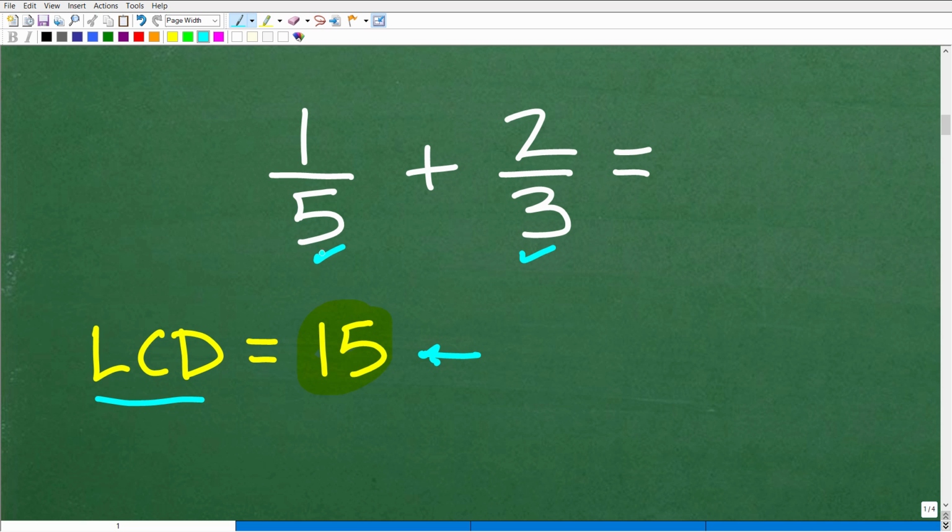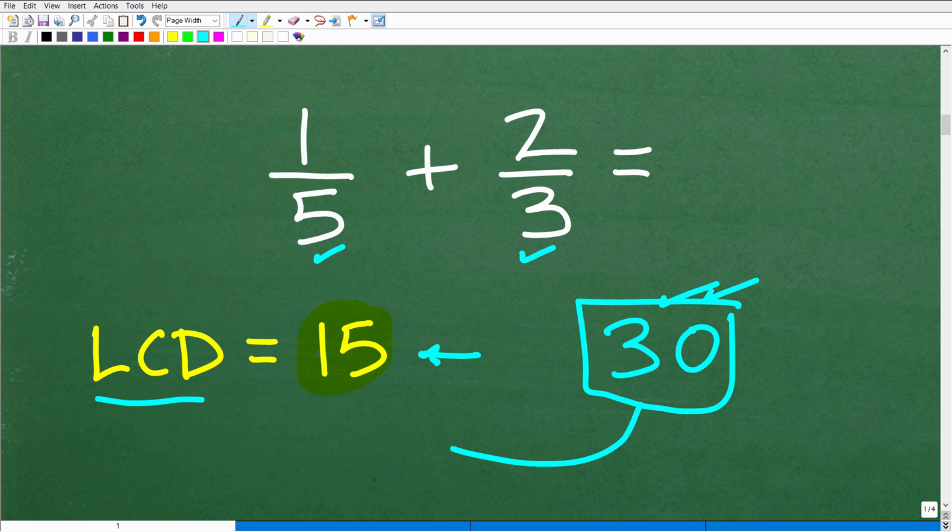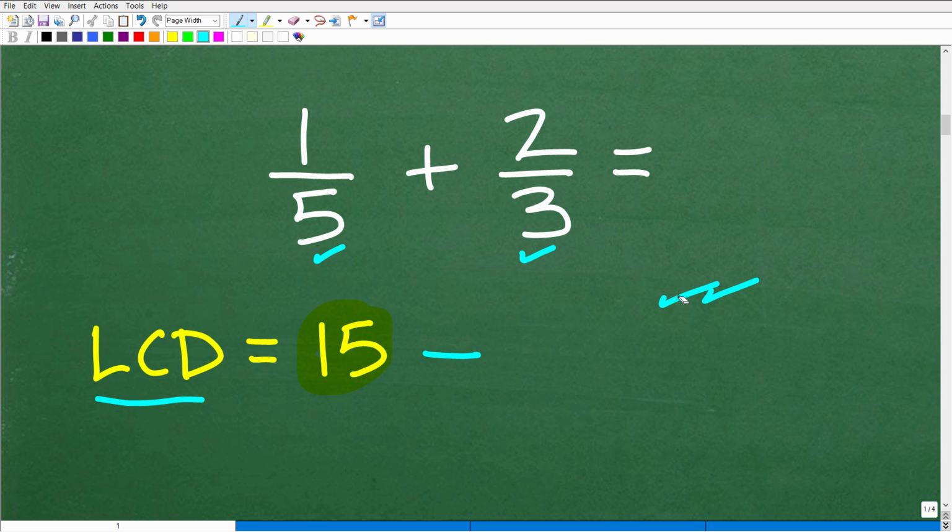Okay, so 15, 5 goes into 15 without a remainder, and 3 goes into 15 without a remainder. Now, let's take a look at another number they both go into. Well, 5 goes into 30 without a remainder, and 3 goes into 30 without a remainder, but it's not the lowest number. Okay, 15 is the lowest number, so that would make it the lowest common denominator. So that's kind of the typical way that we think about the LCD.